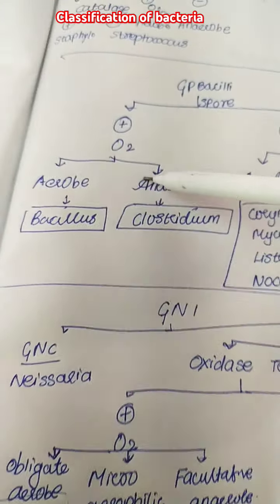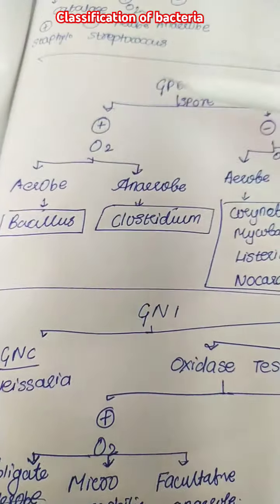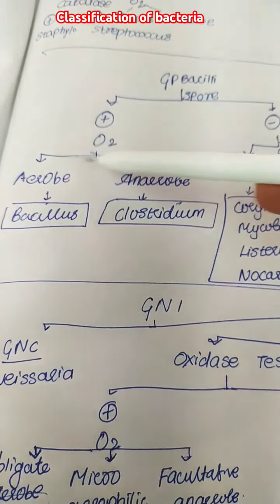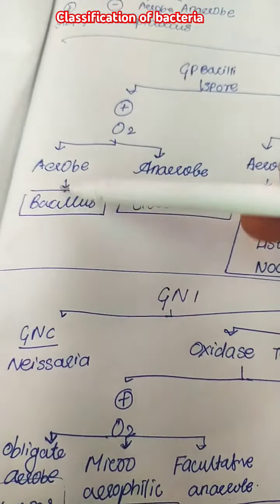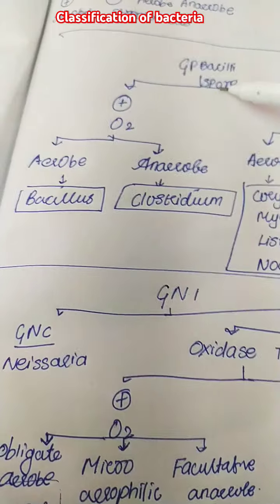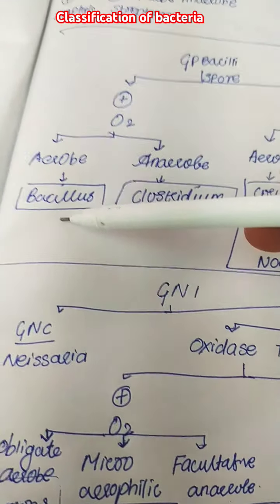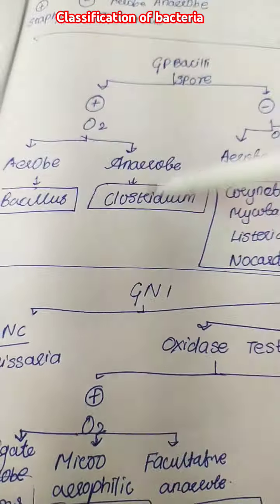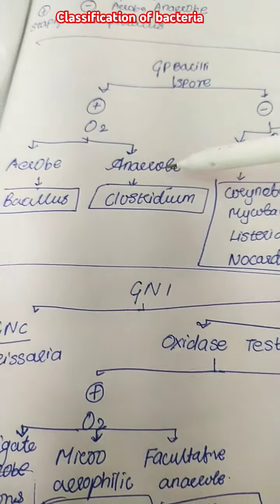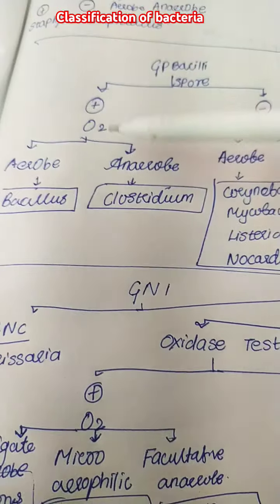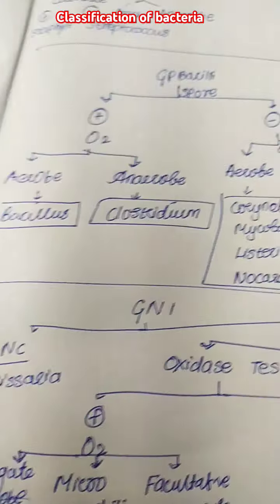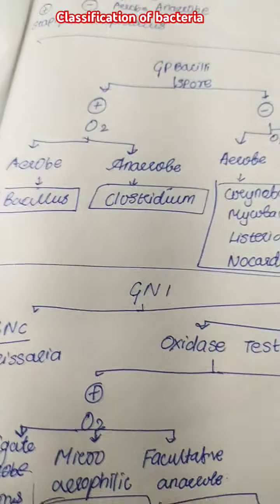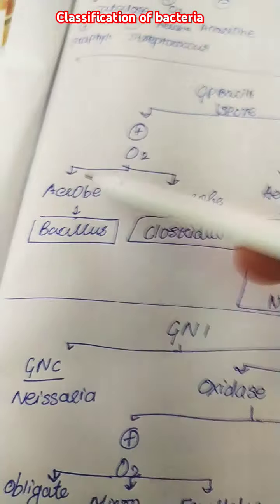If they are spore forming, then we can divide into gram-positive spore forming bacilli, whether they are aerobic or whether they are anaerobic. So Bacillus is a gram-positive spore forming aerobic bacteria. Okay, and Clostridium, these are the gram-positive bacillus spore forming and anaerobic. Clostridium are spore forming but they are anaerobic. Bacillus are spore forming but they are aerobic.